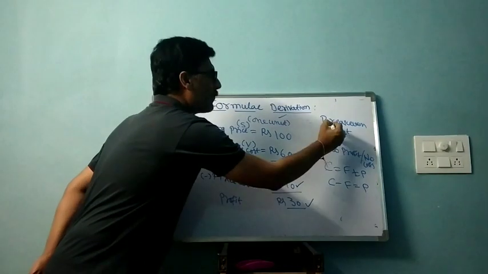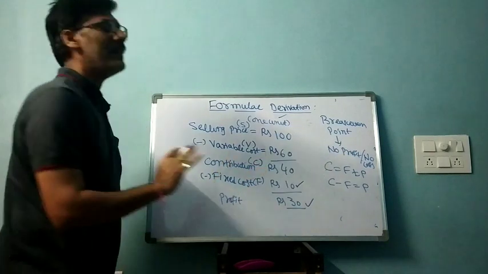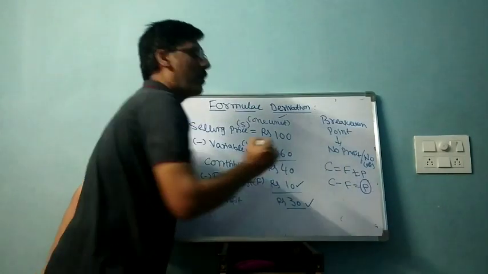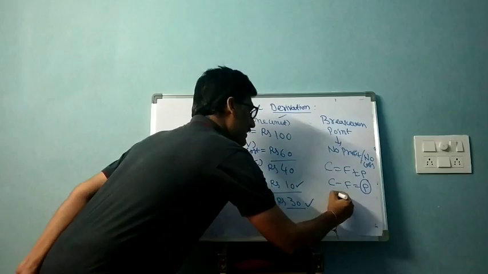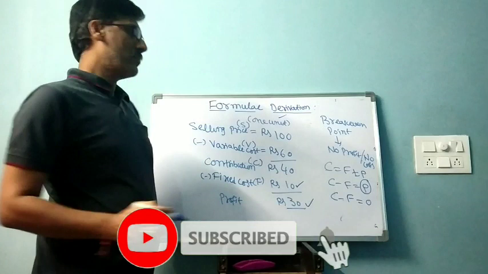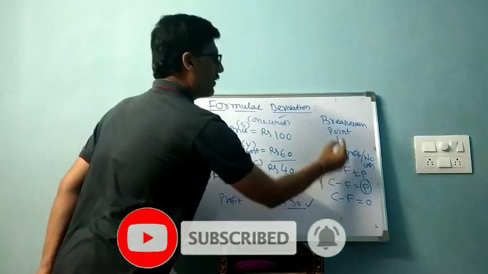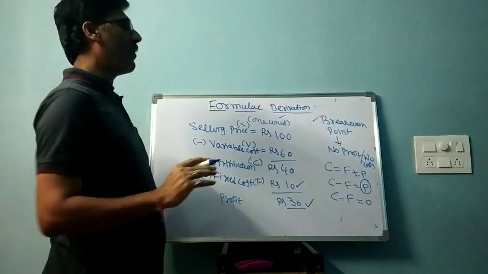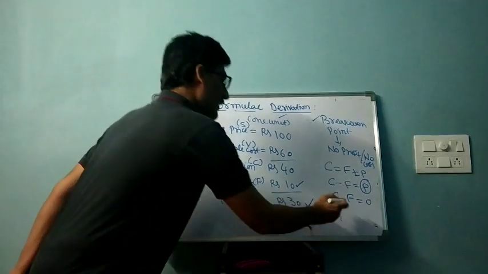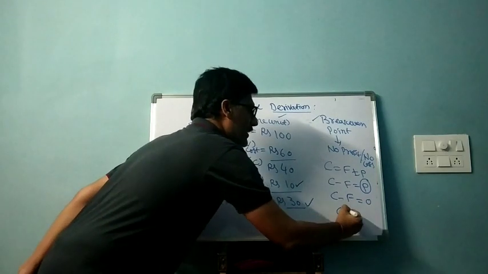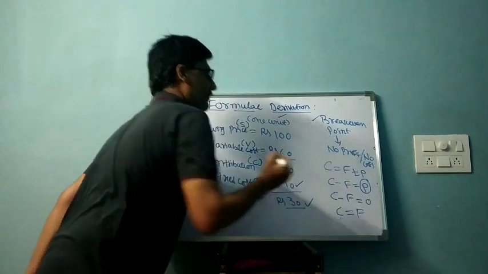Now in the break-even point, we should get neither profit nor loss. Means this portion should become equal to 0. That means C minus F should be equal to 0, neither profit nor loss. So in the place of profit, I am putting 0 for break-even point. The firm should get neither profit nor loss. Right? So what you can write in mathematics? C minus F is equal to 0 means what? C is equal to F.